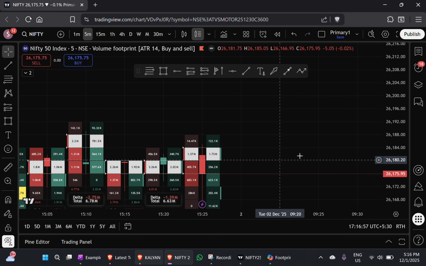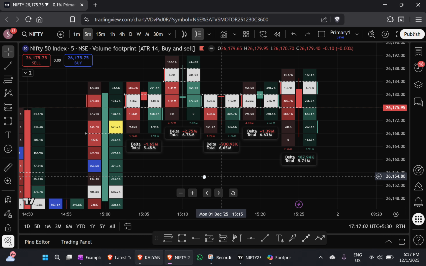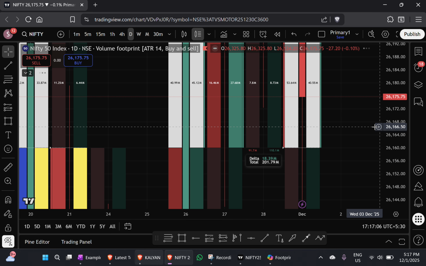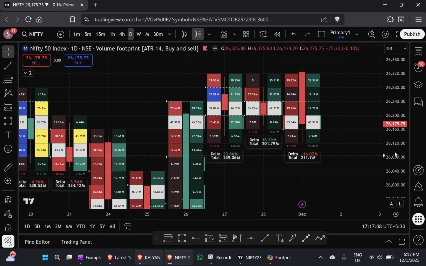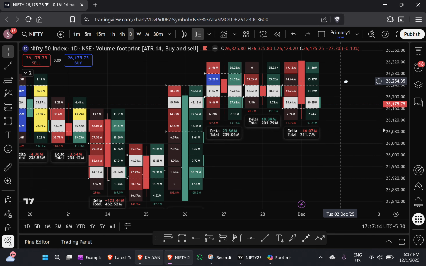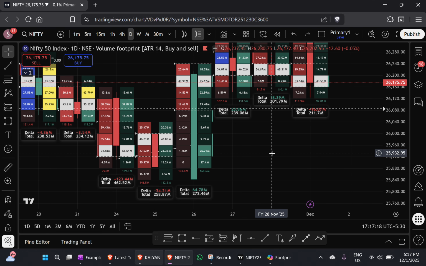So what do I actually look for in the volume footprint? Basically, the volume footprint will tell you how aggressive people are to buy or sell. It will tell you, at each and every price, how much volume is trading, how many buyers there are, and how many sellers there are. So you need to understand how much buying is happening, or how much interest is going on.